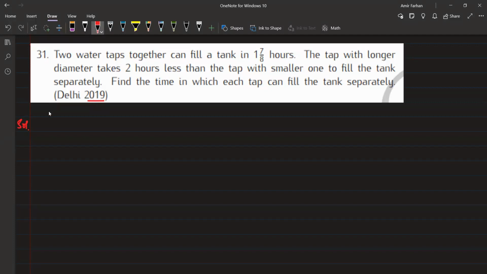So okay, let's do this question. Two taps are there, which can fill a tank in this time. Basically when they are open together, they can fill a tank in this time. So the tap with the longer diameter, basically the bigger diameter, takes individually 2 hours less than the tap with the smaller one to fill the tank.